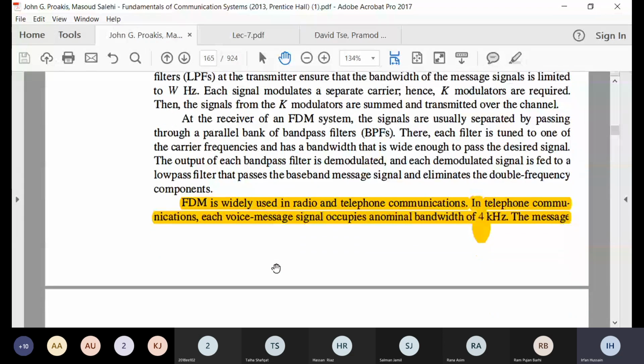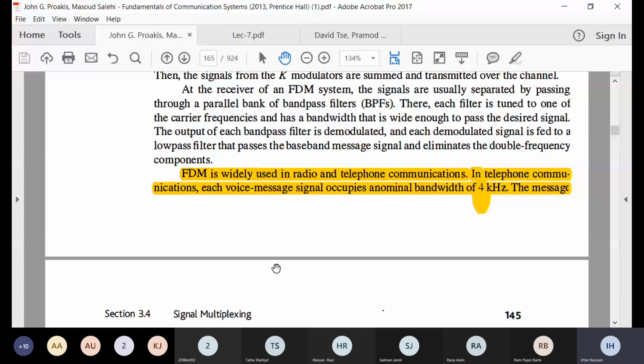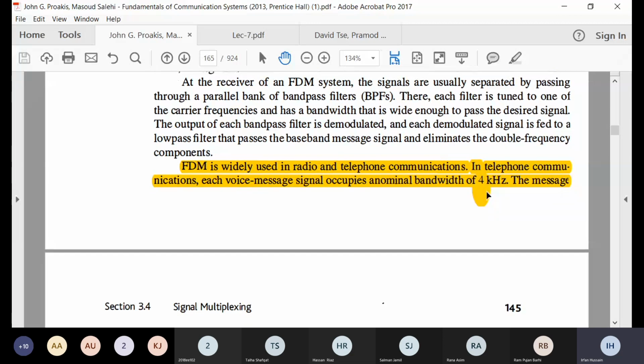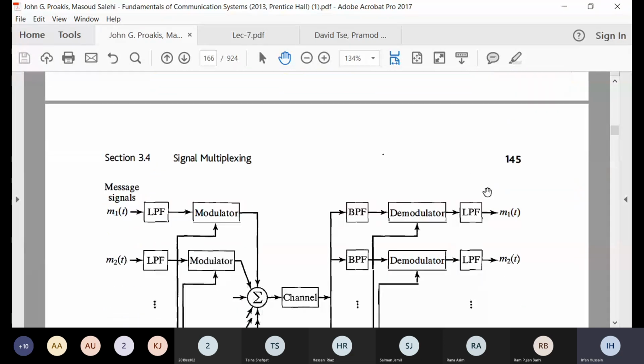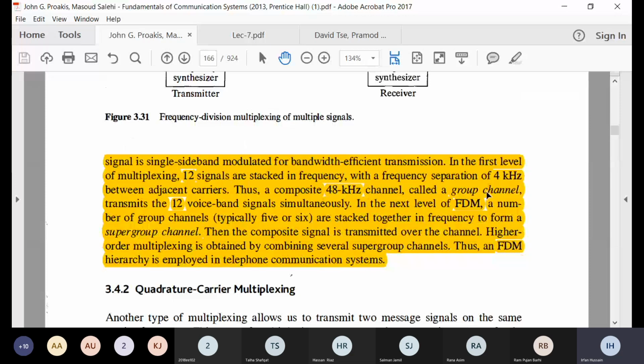Now, this is a very important implementation, especially in telephone exchanges. Each voice signal has a bandwidth of roughly 4 kilohertz at the baseband level. So we use single sideband. Even if it is modulated, we are just using single sideband, so it will still occupy 4 kilohertz, not 8 kilohertz like in double sideband.